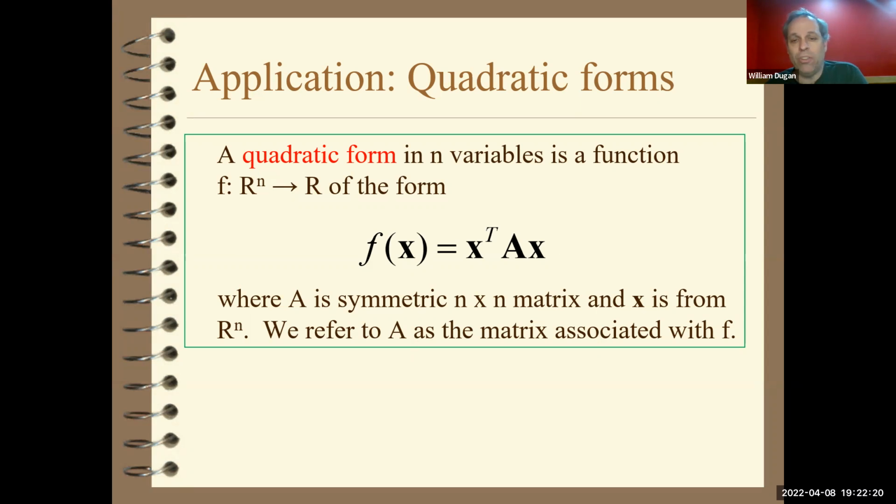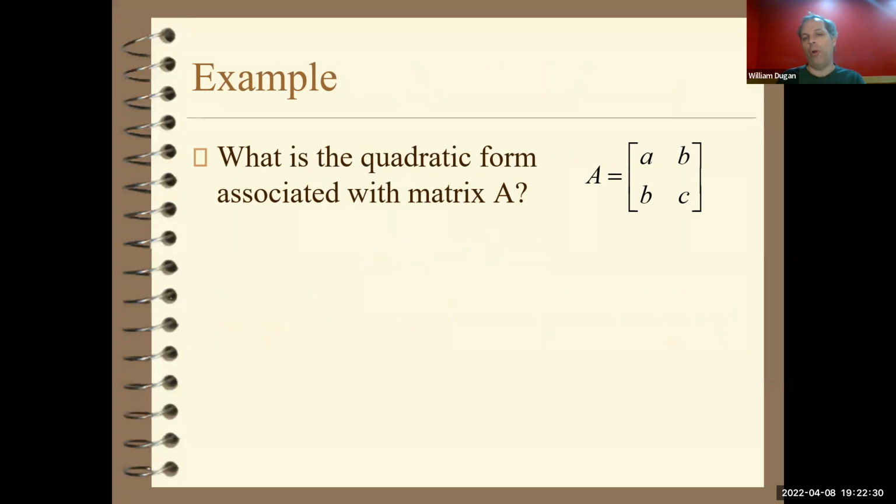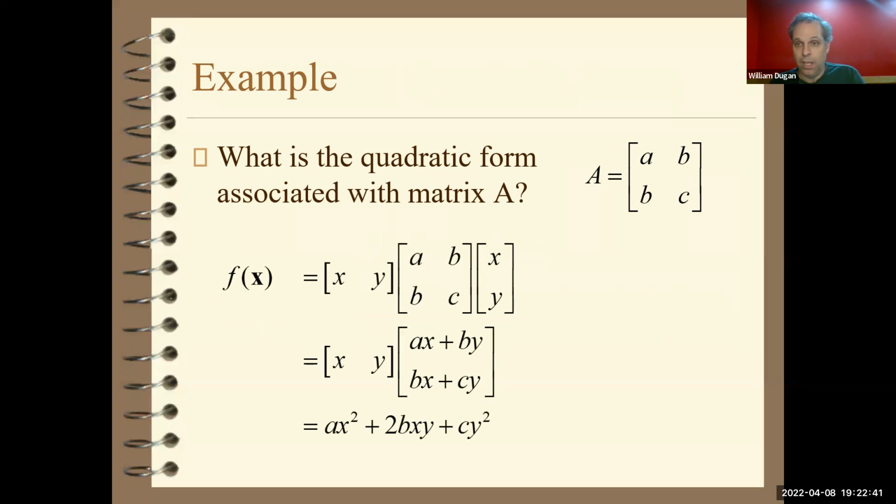We refer to the matrix A as the matrix that's associated with the function. It's associated with the quadratic form. Just want to make sure you understand what we mean by that. So I want to know what quadratic form is associated with the matrix you see here. Well, it's just a matter of writing down the multiplication. So the function would then be x transpose. We'll assume x is the vector (x, y). So that transpose would be a row vector, (x, y), times the matrix [a, b; b, c], times the column vector (x, y). And then just go ahead and do that matrix multiplication.